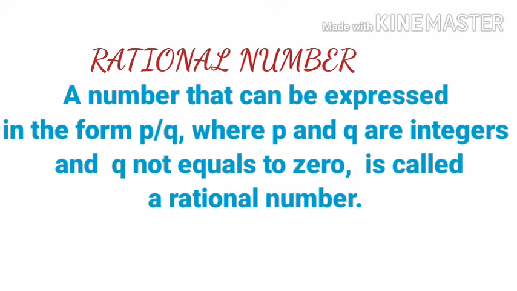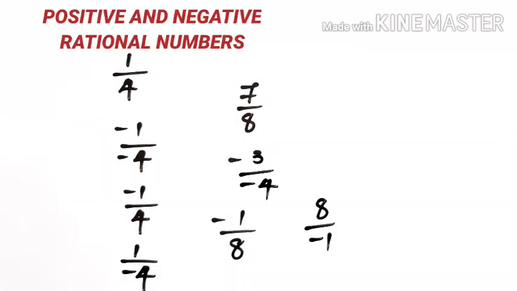A number that can be expressed in the form P by Q, where P and Q are integers and Q not equals to 0, is called a rational number. Here, P represents numerator and Q represents the denominator. Okay, let us understand what is a positive rational number and what is a negative rational number.